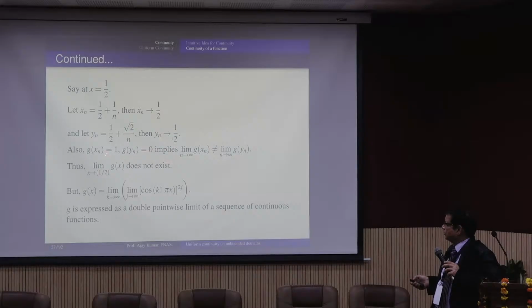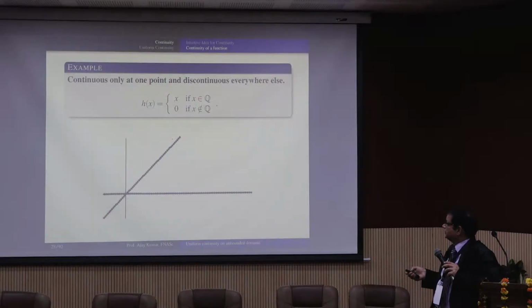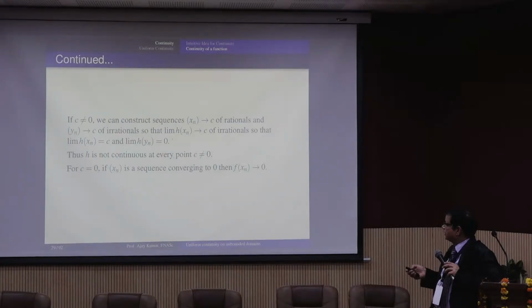But g of x_n is 1 and g of y_n is 0, which implies the limit of g of x_n is not equal to the limit of g of y_n. This means the limit does not exist, so there is no question of continuity. Next, f(x) is continuous at exactly one point, that is at 0, and discontinuous everywhere else. And this can be done again in the same way.